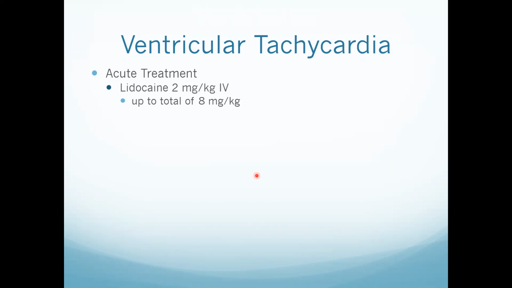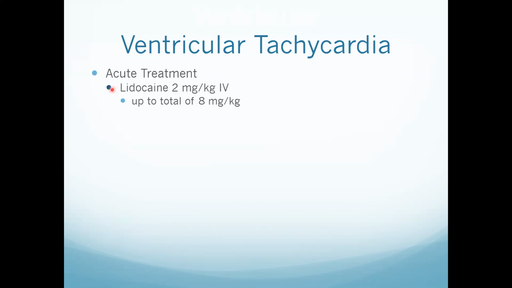But you'll get other dogs who will have a much faster ventricular tachycardia rate, and it'll be very hemodynamically significant. They'll be obtunded, they'll have terrible blood pressure, their pulses will feel very poor. Those are dogs you need to address very quickly. Our first line of defense is typically lidocaine. Typically for a dog, we'll use a 2 mg per kg IV bolus, and we'll increase that up to a total of 8 mg per kg.